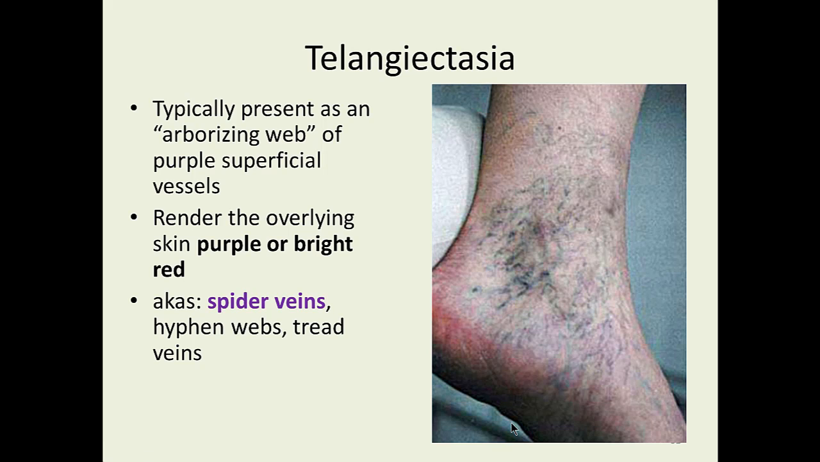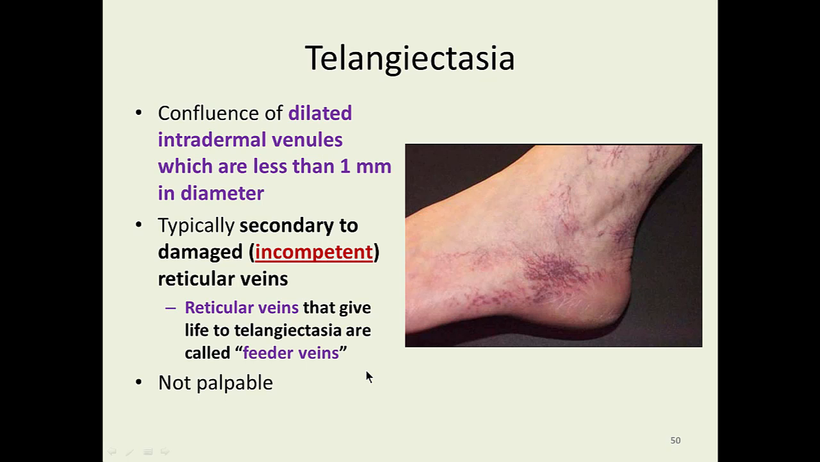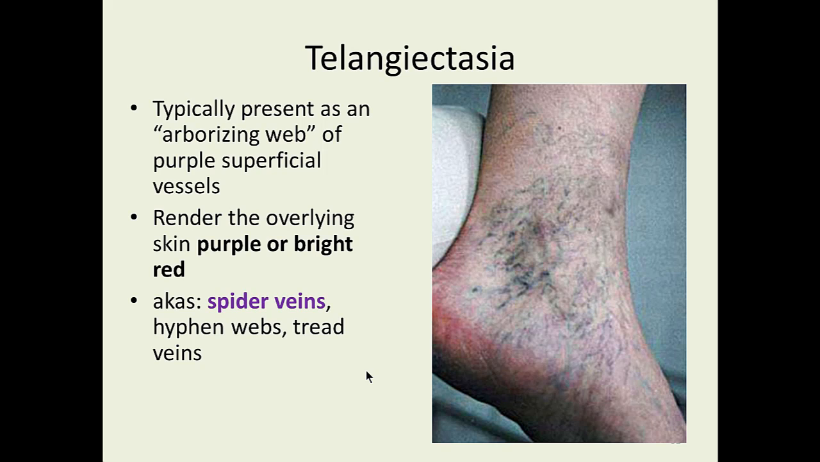Okay, telangiectasia here, another example. This one's more purple looking. That's kind of more what I look like, not quite that bad, but yeah, so this is a sign of chronic venous insufficiency. You see that? That needs to go in your diagnosis, or chronic venous disease.